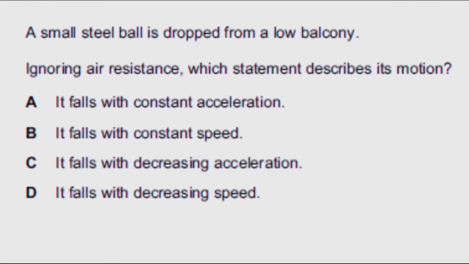A last one. A small steel ball is dropped from a low balcony. You ignore air resistance because if there is air resistance, acceleration will decrease, as we discussed while discussing terminal velocity. But without air resistance, which statement describes its motion? I hope you got A. It will move with constant acceleration. Therefore, the answer is A.